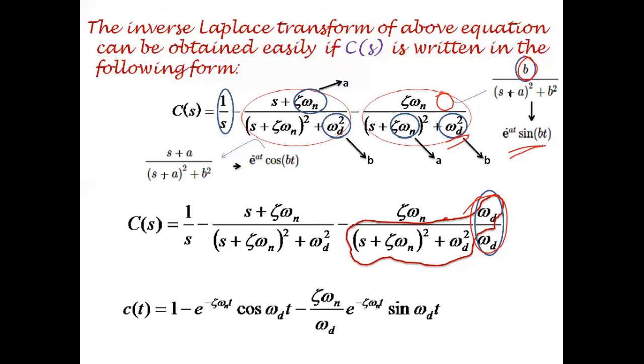So now applying the inverse Laplace transform, 1 by s gives 1. For the second term, we have obtained e to the power minus zeta omega n t cos omega d t. And for the third term, we have obtained e to the power of minus zeta omega n t sin omega d t. And we have these terms.